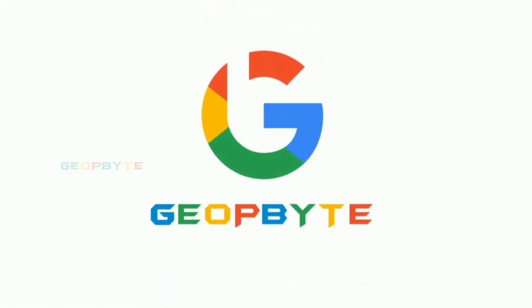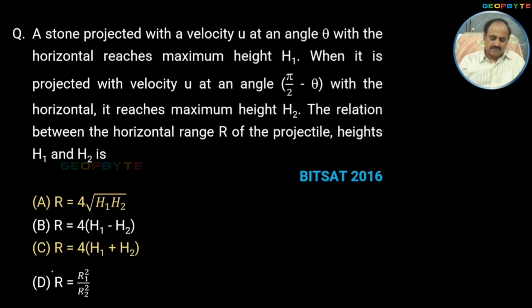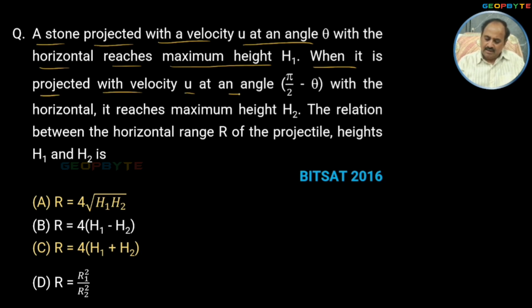Let us take another important problem. A stone projected with a velocity u at an angle theta with the horizontal reaches a maximum height h1. When it is projected with a velocity u at an angle pi by 2 minus theta with the horizontal, it reaches the maximum height h2.